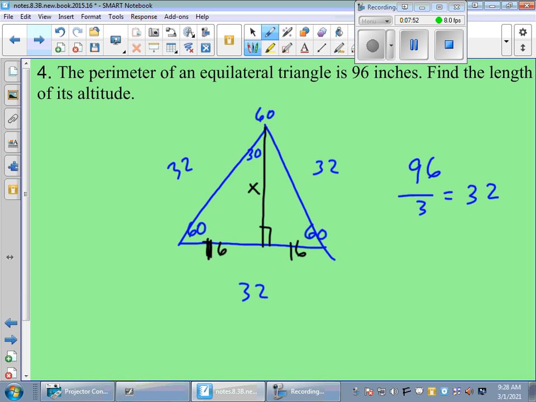Is that the long leg or short leg? Well, this is the short leg, it's opposite your 30, so we want to get the long leg. How do we find the long leg from the short leg? You go 16 times the square root of 3. That is your final answer. That is the length of your altitude.